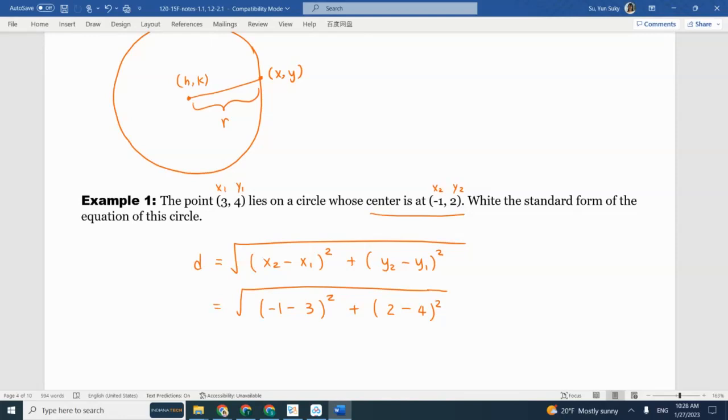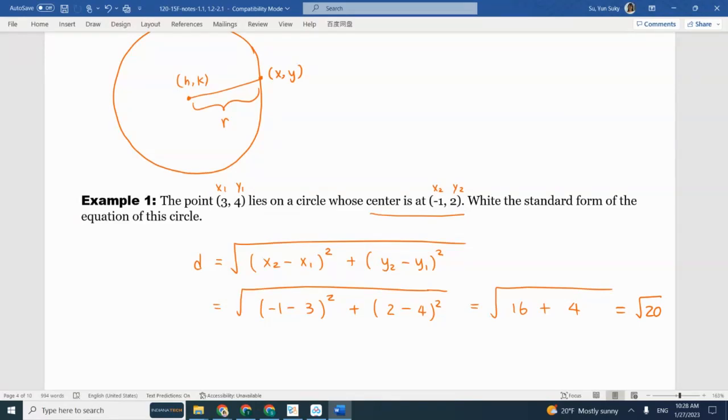But -4 squared, you get what? +4 squared, which is, what's 4 squared? 16, yes. And then 2 minus 4 is -2. -2 squared is 4, yes. 16 plus 4, square root of 20. Yes, everybody?